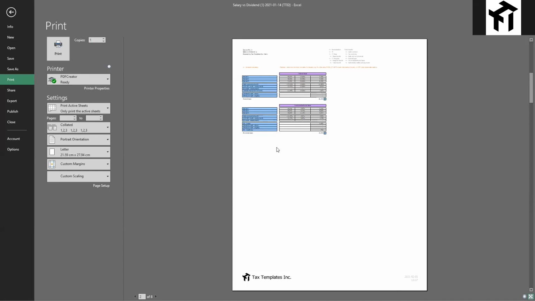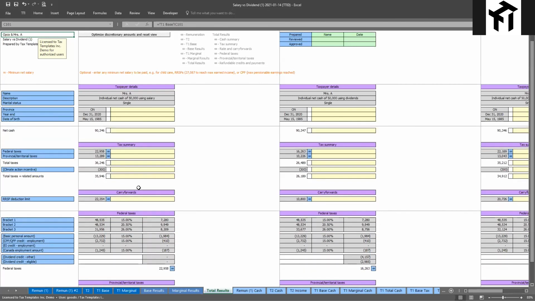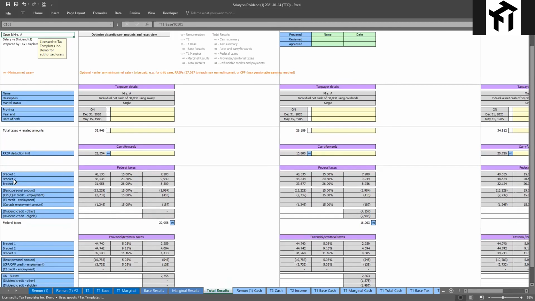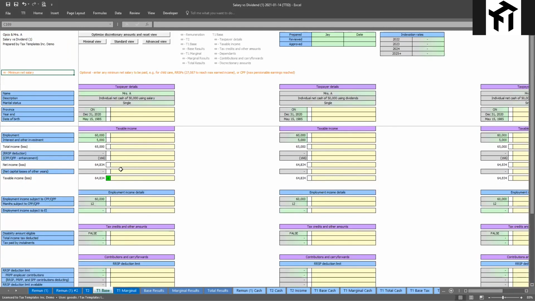So yes, the question was, is it coming out on more pages? That's just the nature of how we set the print settings. In this case, we don't have a lot of detail, but for some situations that we run, a lot of the pieces on the worksheet are hidden right now, and we hide the pieces we're not using. So if I were to jump into any tab, say T1 marginal, T1 base, you will see that a lot of the information is hidden.